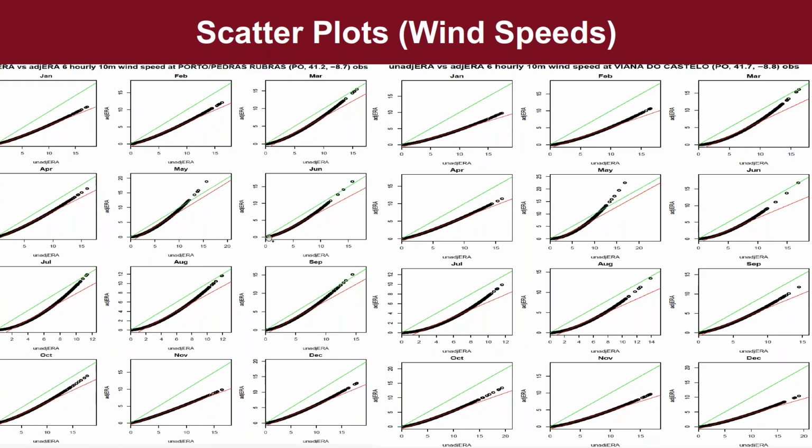And if we look at these plots in Portugal as well, they're doing similar things, although the adjustments are not quite so much. There are fewer adjustments at Porto because they're not so far beneath the one-to-one line, but the adjustments are larger, like Pontevedra, at Viana do Castelo.